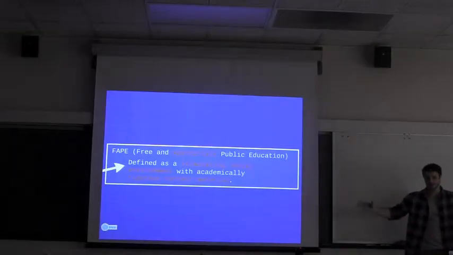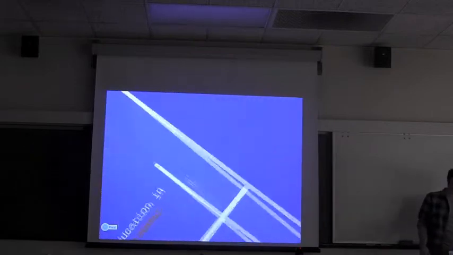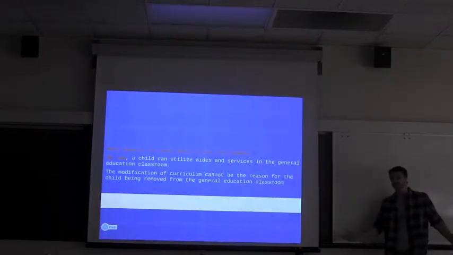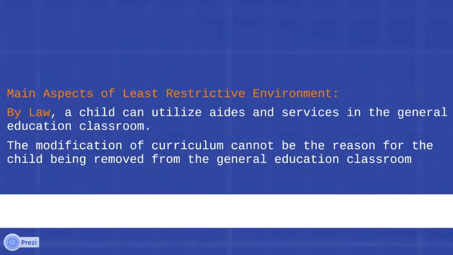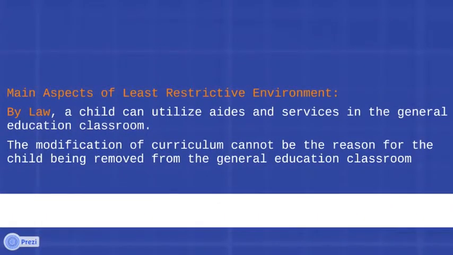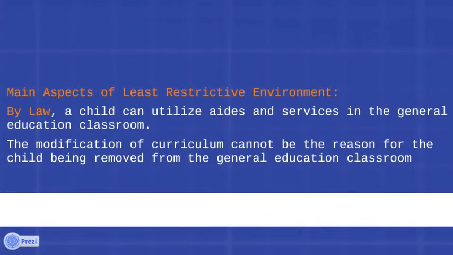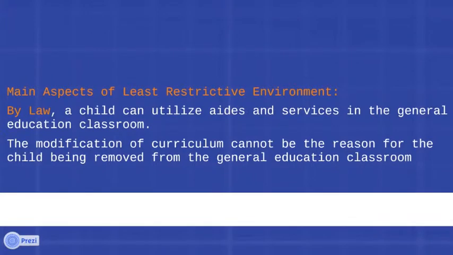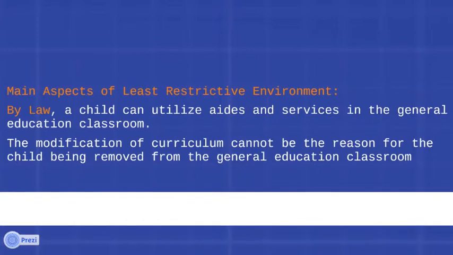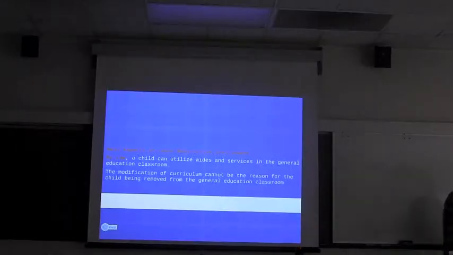And so summing all of this up, because it's a lot of legal jargon, let's do that. The main aspects of least restrictive environment: by law, a child can utilize aids and services in the general ed classroom. So by law, you can have an aid and you can have your related services such as physical therapists, occupational therapists, speech therapists in the classroom with the child. And the modification of the general curriculum cannot be the reason that a child is removed from a general education classroom. Again, that's by law. That's what it talks about.